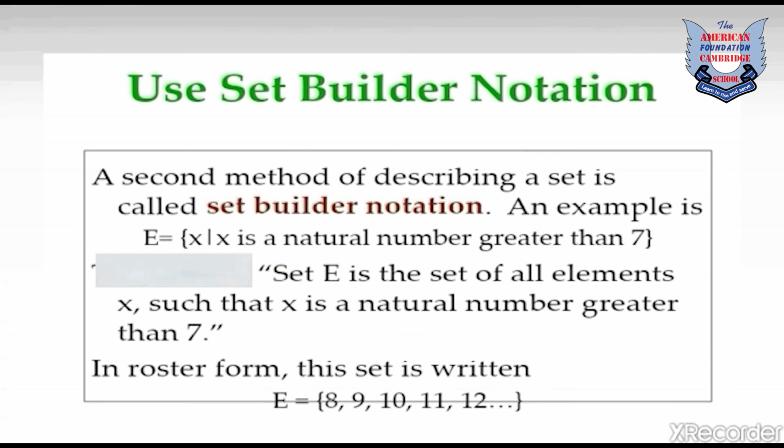A second method of describing a set is called set builder notation. Here you can see an example. You can read this example like this. Set E is the set of all elements x such that x is a natural number greater than 7.